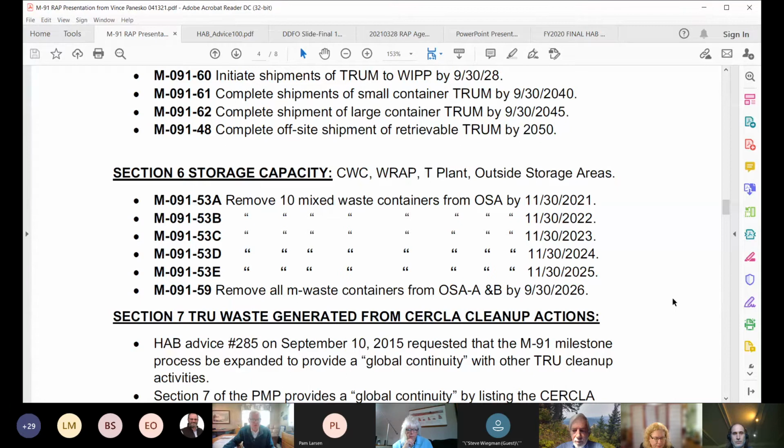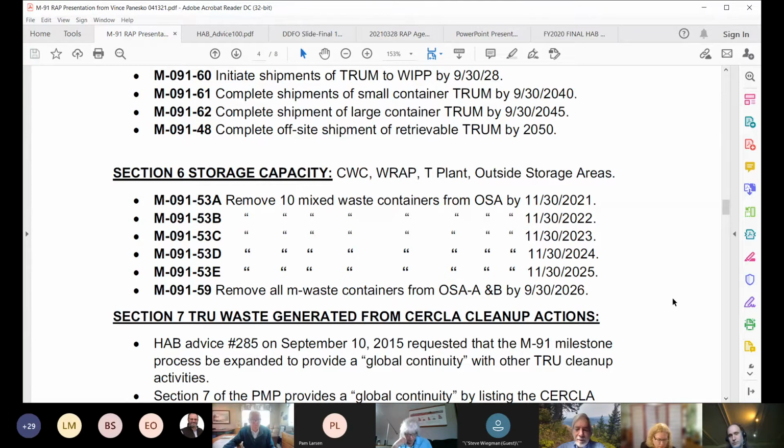And you see there's supposed to be 10 mixed containers removed every year. And then milestone 59, we were promised that they'd be removed years ago. They are grossly out of compliance with the compliance schedule that was put in place, and waiting till 26 to remove them for the outside containers is just waiting for disaster.